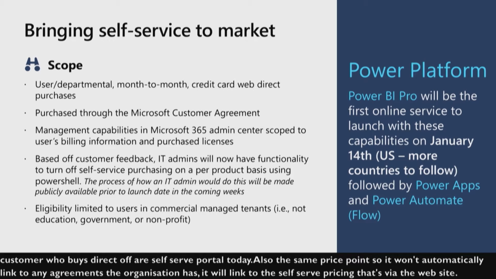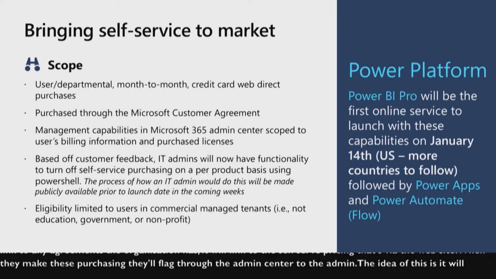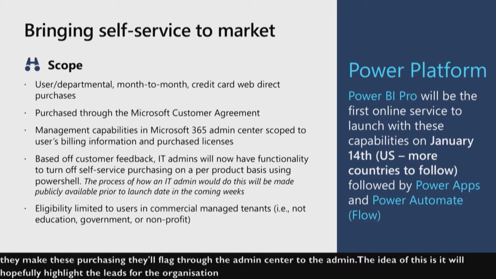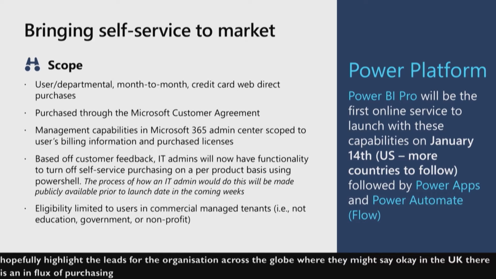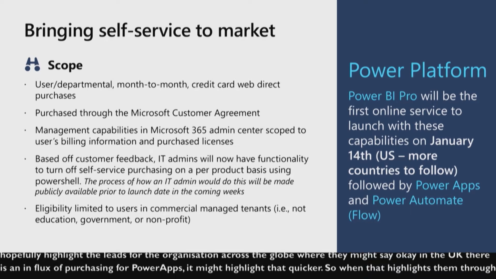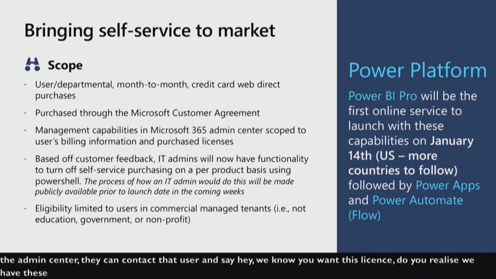When they make these purchases, they will flag through the admin centre to the admin. So the idea of this is, this will hopefully highlight needs for the organisation across the globe where the admin might see, okay, in the UK there's been an influx of purchasing for Power Apps. It might highlight that need quicker than today, the way they go through the constant process. Now obviously when that then highlights them through the admin centre, they can then contact that user and say, hey, we know you want this licence. Do you realise we already have these under agreement? Did you follow the correct procedure?